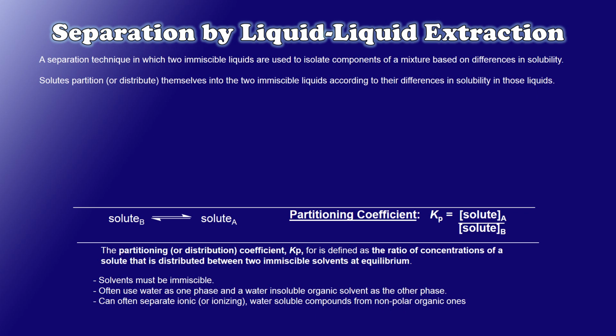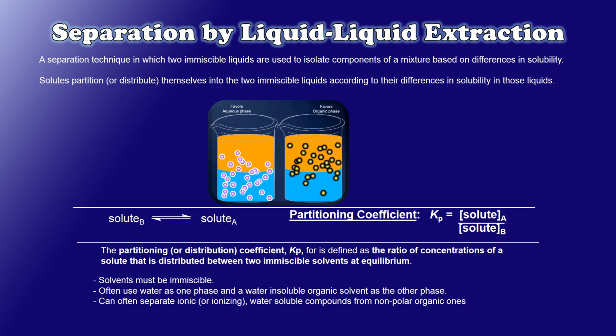It's essentially a technique in which two immiscible liquids are used to isolate compounds from one another based on their solubilities. Because the solutes partition or distribute themselves between those phases, we can mathematically model exactly how much accumulates in each layer using an equilibrium constant which we call the partitioning coefficient. So in this case, a partitioning coefficient is simply an equilibrium constant for the concentration of a solute in one solution and its concentration in another.